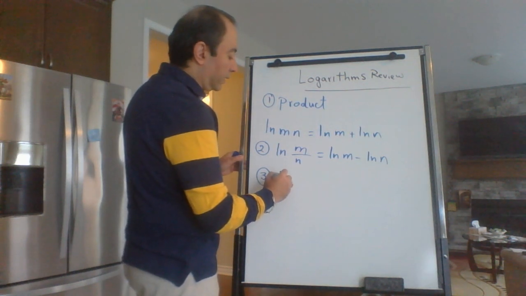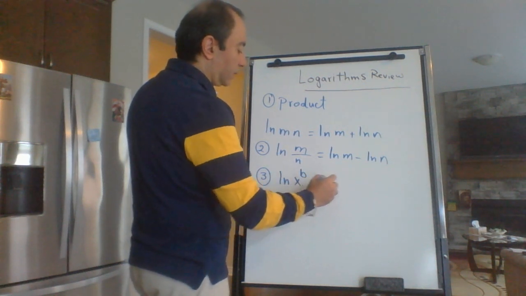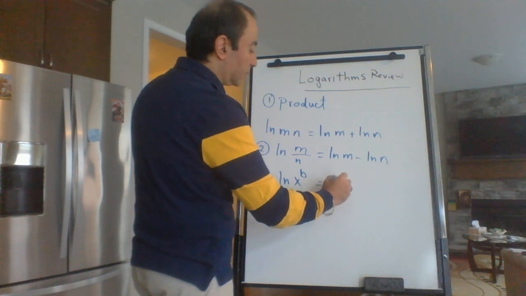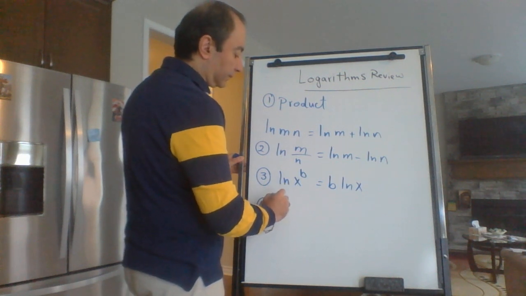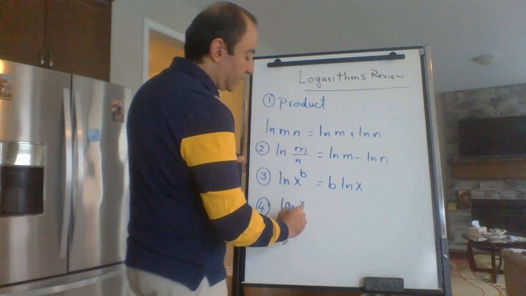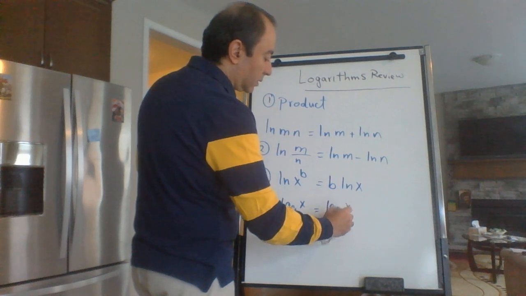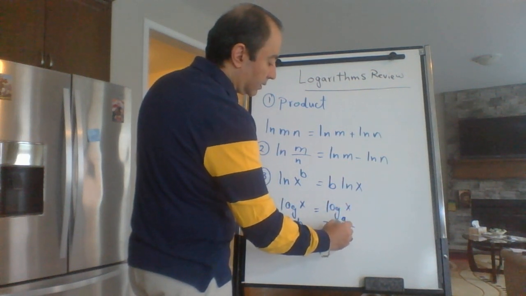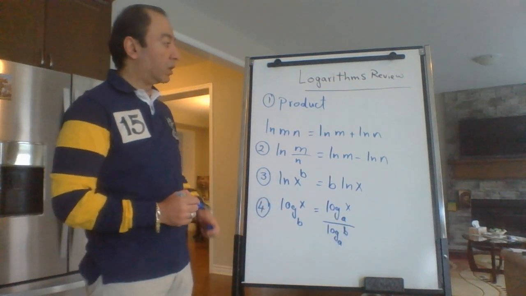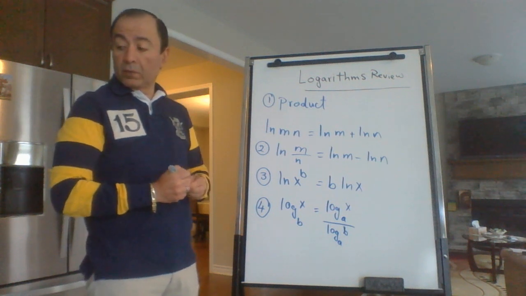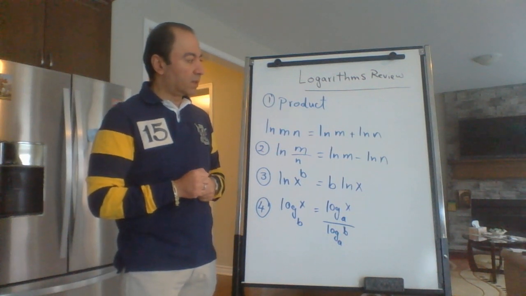There is a power rule: if I have ln x to the power of b, we send the b to the front, multiplied with ln x. The last thing: if I have log of x base b, I can change the base to any other base I want and divide by the log of the old base to the new base. So those are the four laws that we need to keep in mind while working with natural log and log.